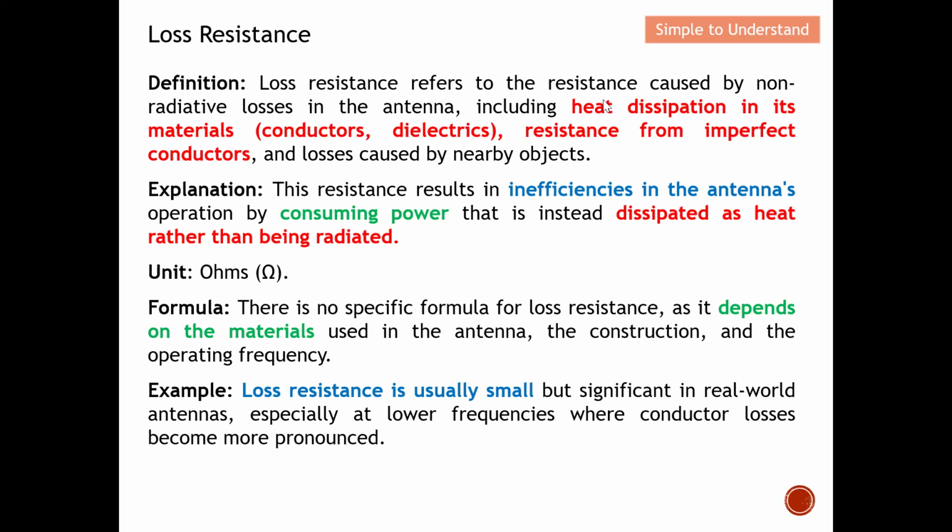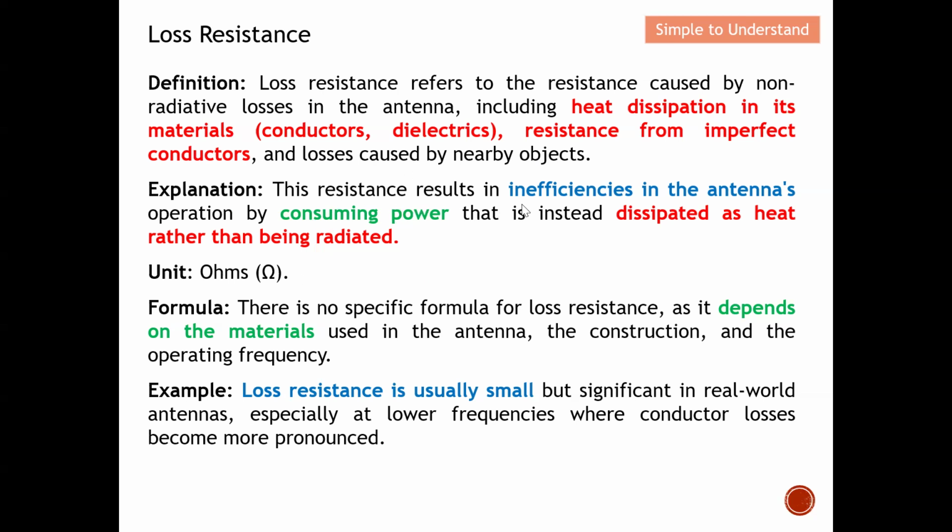Besides this heat dissipation, we also have, for example, conductor loss or dielectric loss. So in short, we also have these two forms of loss, the resistance from an imperfect conductor, which I mentioned earlier, and all the losses caused by nearby objects. So this loss resistor accounts for all kinds of loss. Basically, minus the radiation loss, all kinds of loss will be accounted for by this loss resistor.